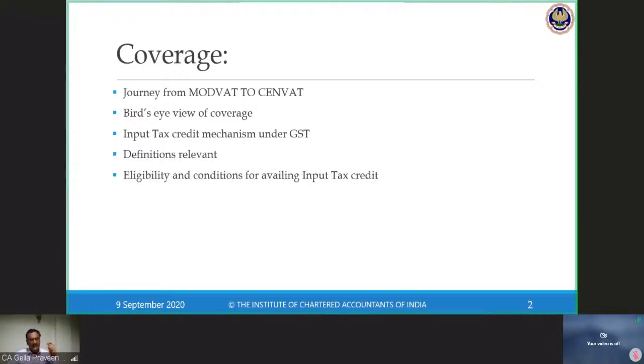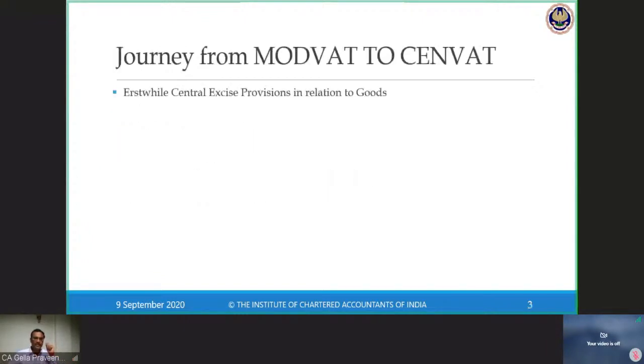Then we will understand, to avail my input tax credit, what are the conditions? First and foremost, am I eligible? If I am eligible, what are the conditions laid out in relation to my input tax credit? From there, we will touch upon the relevant rules and the procedural aspects which have been covered under the GST laws. So to start with, MODVAT and SENVAT.